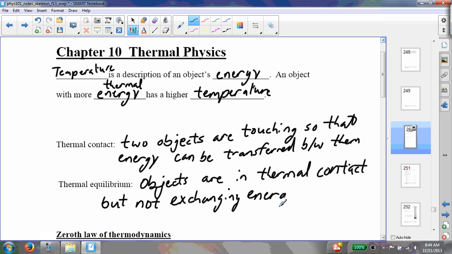And notice that with thermal contact, it doesn't mean necessarily that they're touching. I can have two objects that are not touching, but say they're connected by, I don't know, a thermally conductive strip, a piece of metal or whatever, that can transfer energy from one to the other. So we would say that those objects are in thermal contact.